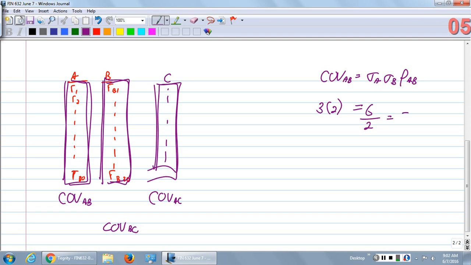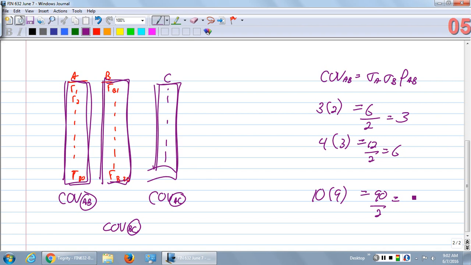Divide that by 2, we've got 3 unique covariances. Okay, we've got AB, AC, and BC. If we had 4, then we've got 4 times 3, which is 12. 12 divided by 2, which is 6 individual or unique covariances. If we had 10 assets, we've got 45 individual covariances.